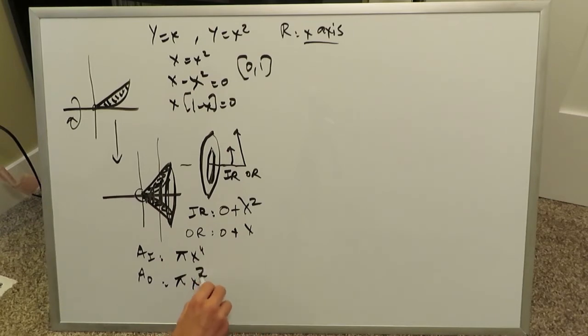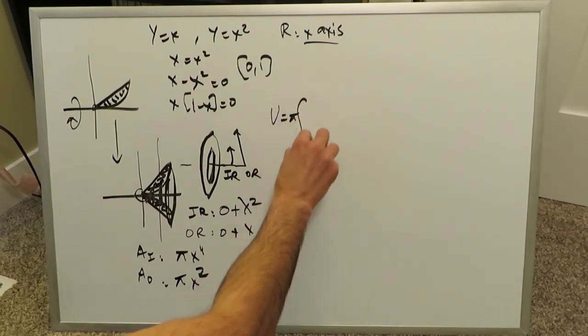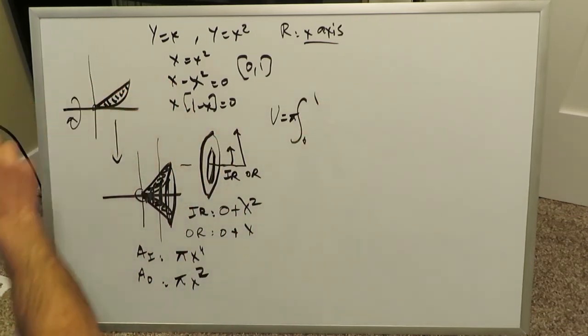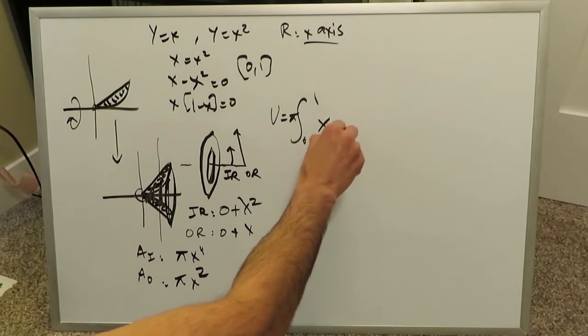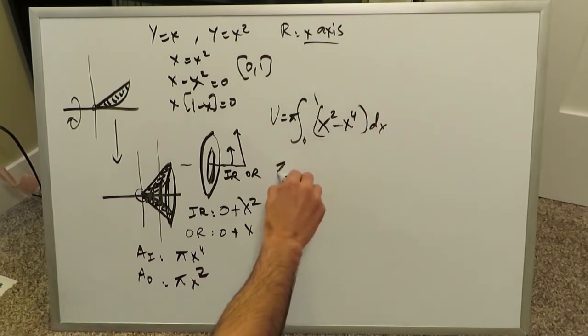Then volume is not hard. You send this to the formula, outer area minus inner area, integrating through that. So volume is equal to pi. You have your interval 0 to 1. We've determined that by the intersection points 0, 0, 1, 1. Outer area minus inner area with regards to dx. Integrate this. You'll have pi.